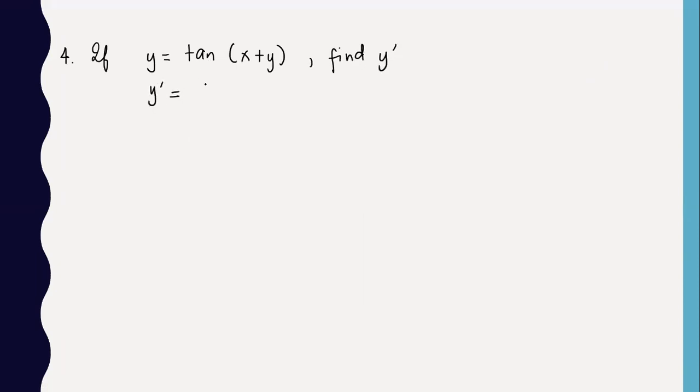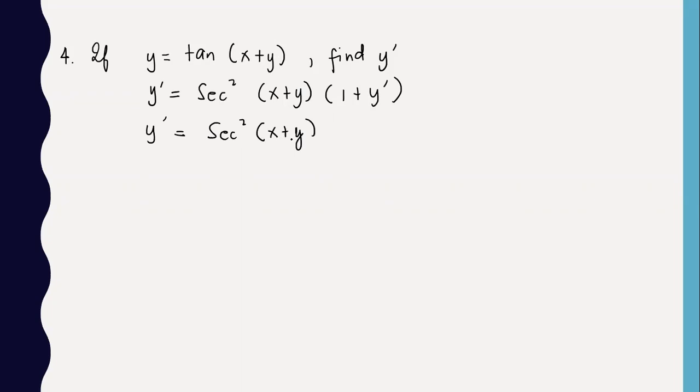Okay, example number 4. Given y is equal to tangent x plus y, find y prime. Okay, now get the derivative. The derivative of tangent is secant squared x plus y. Then get the derivative of this one, that is 1 plus y prime. Then your y prime is equal to, distribute po natin ito. Okay, we have secant squared x plus y times 1, that is secant squared x plus y, plus, then multiply sa y prime natin, you have y prime secant squared x plus y.